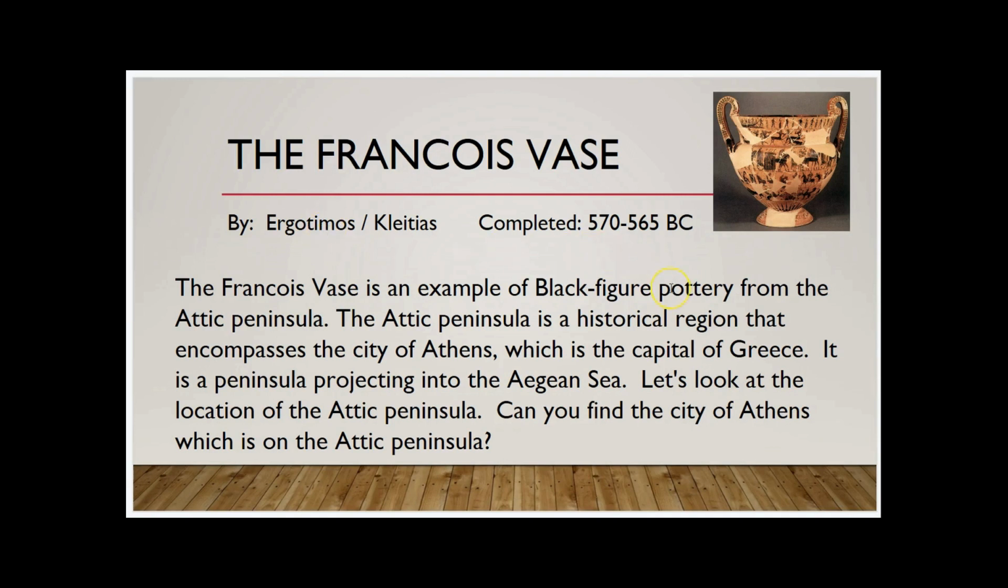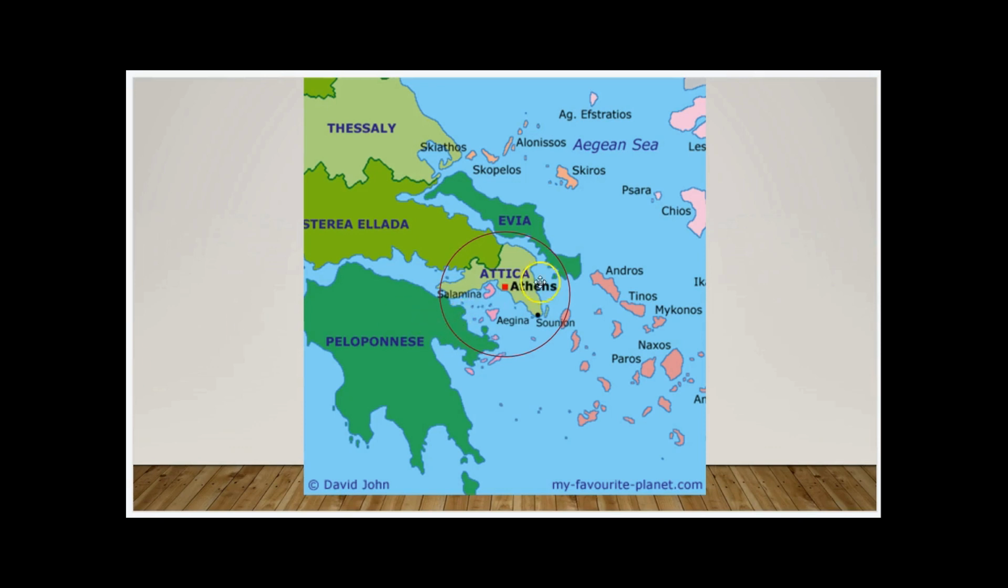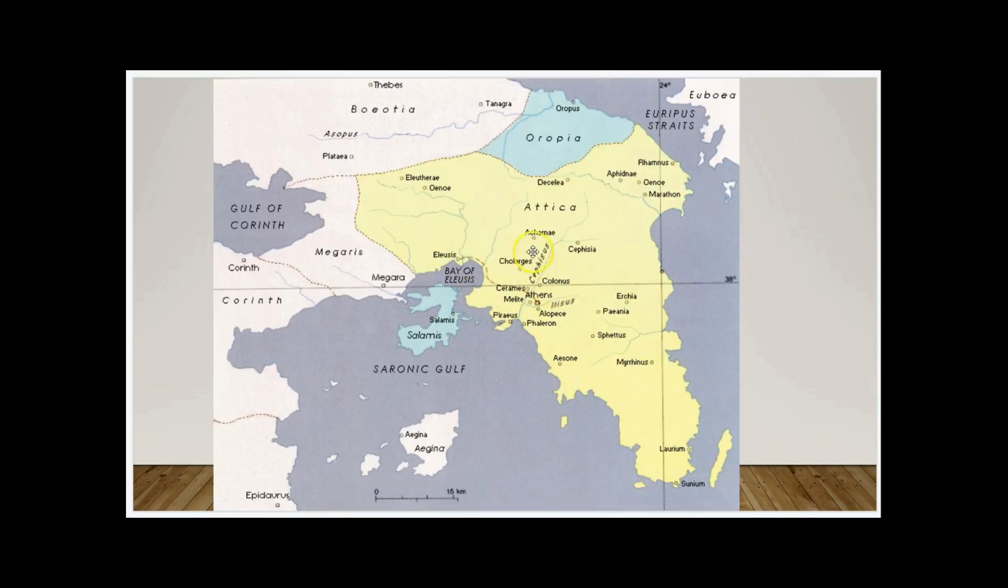So this vase is an example of black figure pottery from the Attica Peninsula. It's a historical region that encompasses the city of Athens, which is the capital of Greece, and it's a peninsula projecting into the Aegean Sea. Let's go look at that real quick. So here we are. Here is Athens. This whole area here is Greece, and we're going to focus in on this spot a little bit. Let's get even closer. All right, here is the Attica Peninsula, and here's Athens.